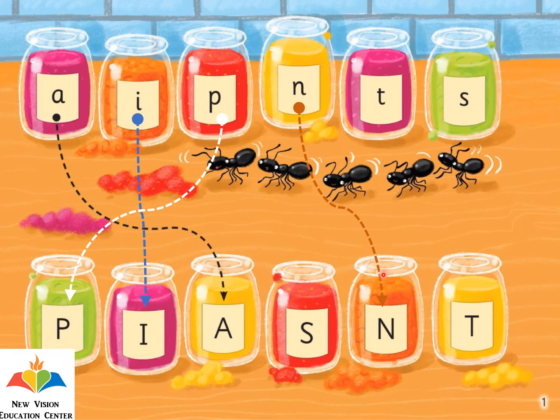And next, we have to find the capital letter T. Can you find where the capital letter T is? It's right here. So we can trace the letter T to capital letter T. And finally, we have to find the capital letter S. So it's the last one, so it's pretty easy. We can trace to the capital letter S.